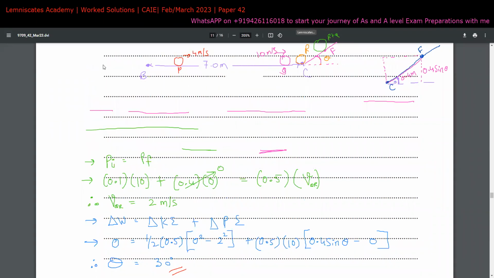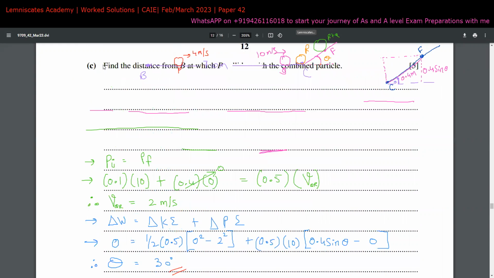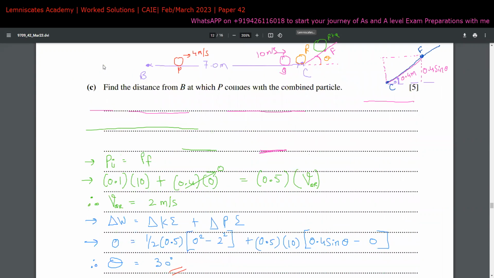Let's see if we have question C, or else we are done with this whole. Oh yeah, there is question C. All right. So now let me get rid of everything else.